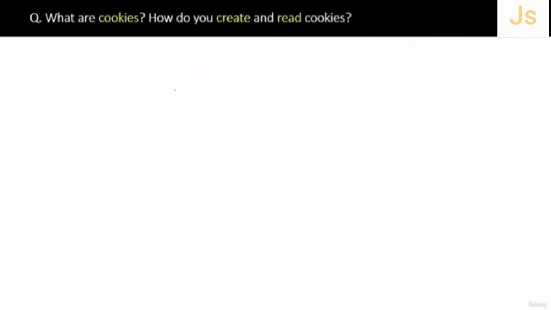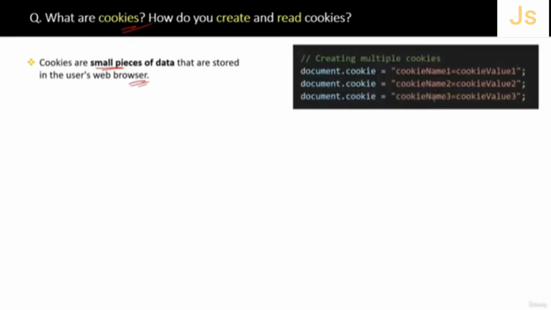What are cookies? How to create and read cookies? First the definition. Cookies are small pieces of data that are stored in the user's web browser. Now let's explore the code for how to store cookies and how to retrieve their values. Creating a cookie is very simple: just set the document.cookie property to cookie name equals cookie value. We can assign multiple cookie names to multiple values like this.